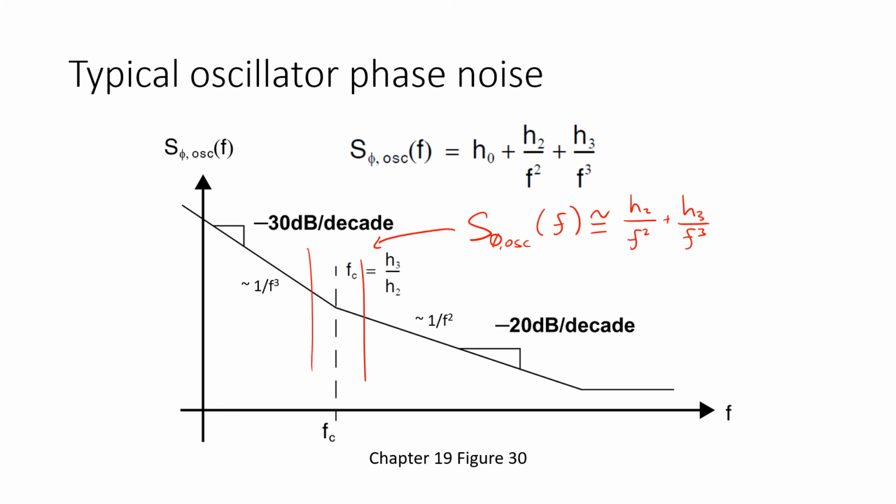Around here certainly, and we can solve for the corner frequency being the point where each of these two terms contributes equally. So that h2 over fc squared is exactly equal to h3 over fc cubed. Now rearranging, you can simply solve for fc in terms of the two constants. It's h3 over h2. And that's the expression shown here.